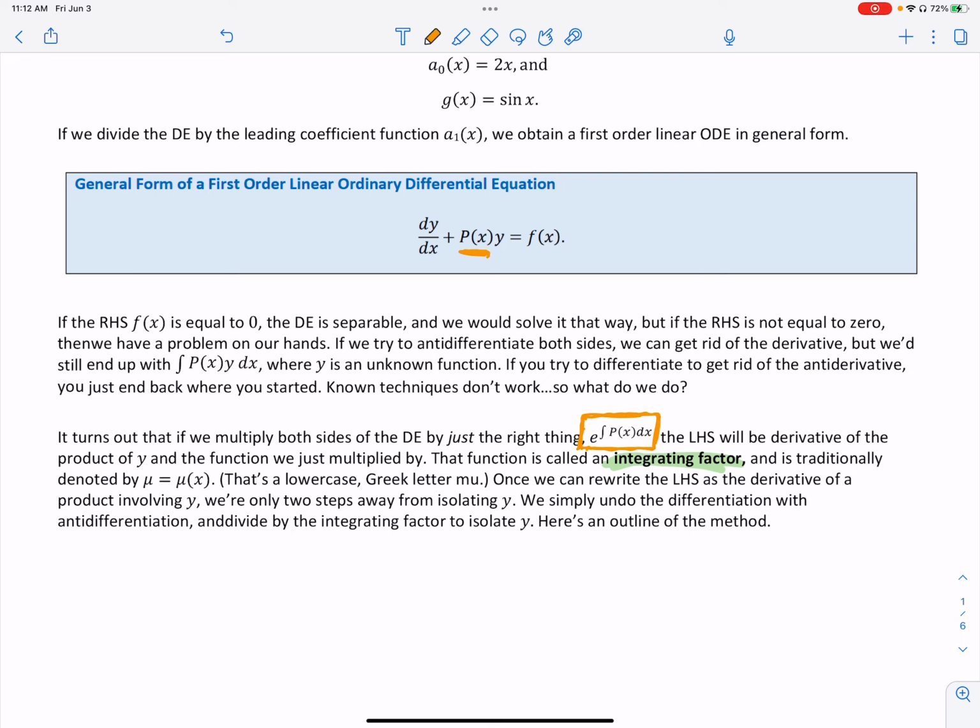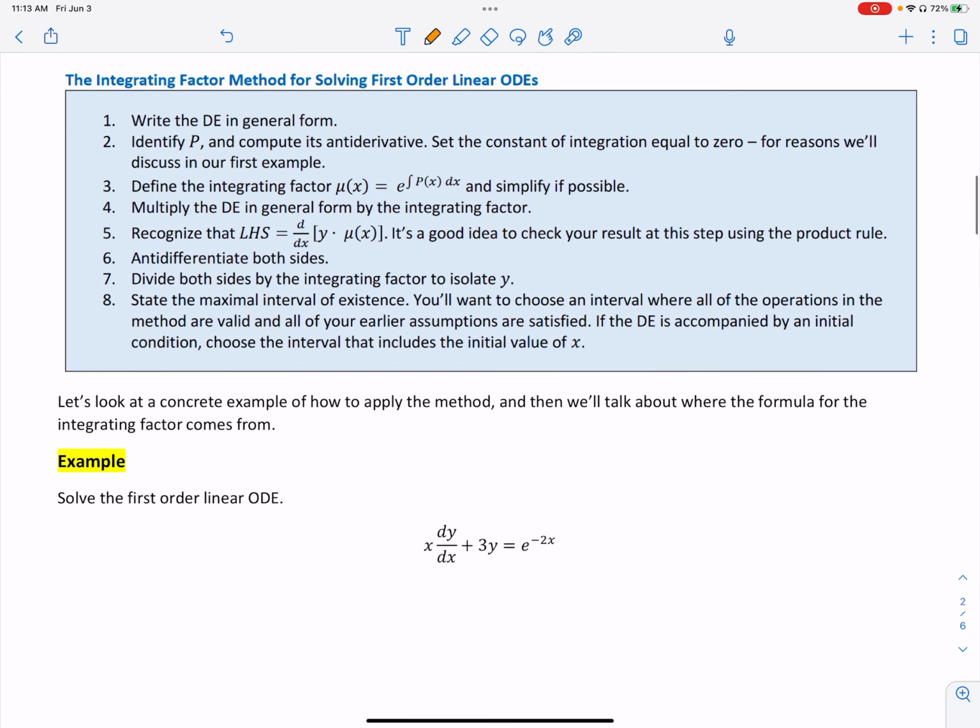So I have a method lined out here. I don't like reading this off before we do a problem because I feel like it doesn't mean anything. So I'll leave that there. I'm not going to read through it. There's the method spelled out for you.